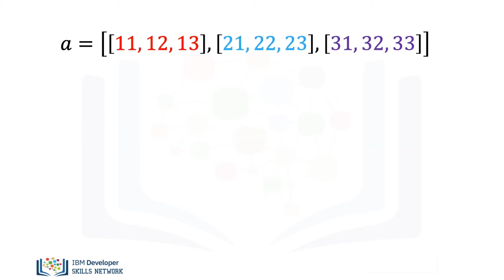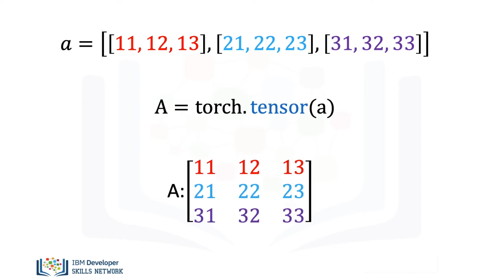Consider the list A. The list contains 3 nested lists, each of equal size. Each list is color-coded for simplicity. We can cast the list to a torch tensor as follows. It is helpful to visualize a torch tensor as a rectangular matrix, and each nested list corresponds to a different row of the torch tensor.